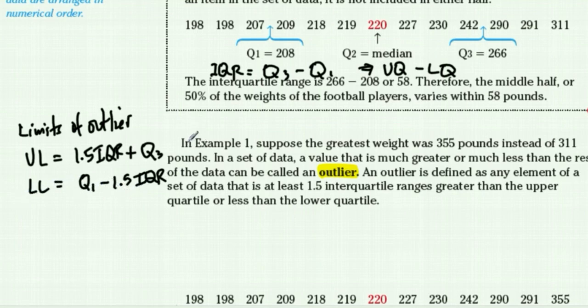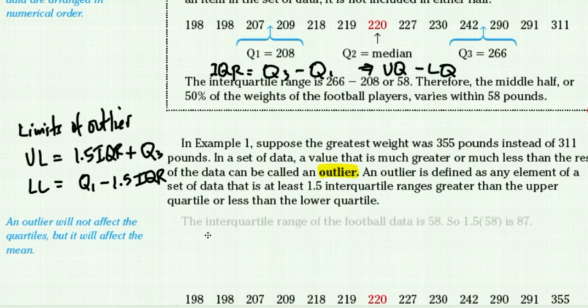So what does this mean? One more thing before we go to the next one. An outlier will not affect the quartiles, but it will affect the mean, which simply means it will affect the average of your set of data in terms of measures of central tendency.